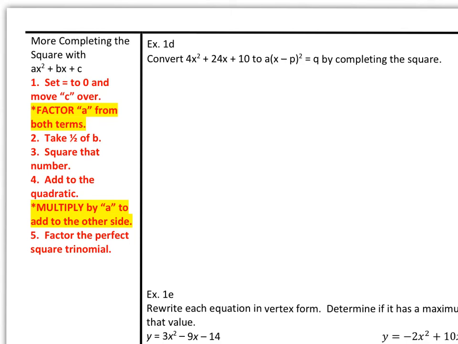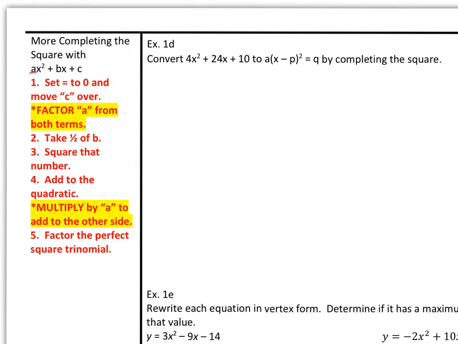The second part of lesson 2.5 still has us completing the square. But now the a value, that number in front of our quadratic term, is going to be a number that's different from 1. Most of our steps stay the same, but I've highlighted a couple of key changes.